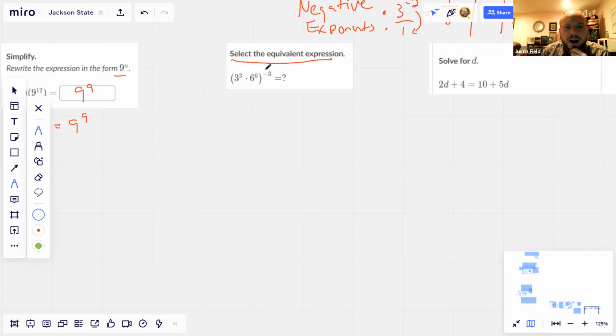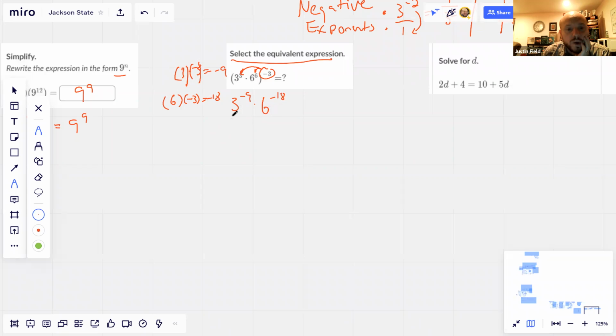So this is the power to a power rule. We want to take this exponent outside of parentheses and multiply it by both exponents inside of parentheses, which gives us 3 to the 3 times negative 3 is negative 9. So negative 9. And then 6 times negative 3 is negative 18. So times 6 to the negative 18th.